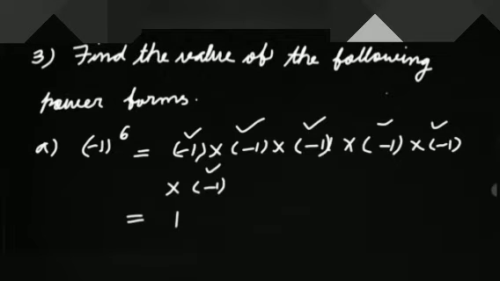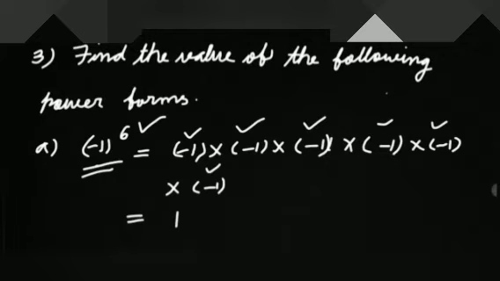Or we can directly apply the rule for power forms. The even power of a negative integer is positive. We can directly apply that rule. Even power of a negative integer is positive. Here, is 6 even or odd? 6 is an even number.